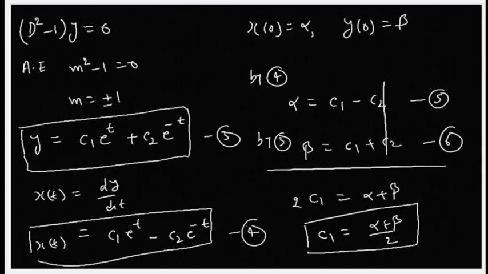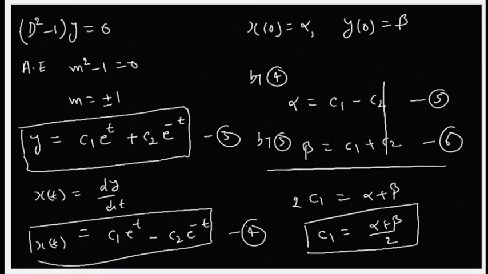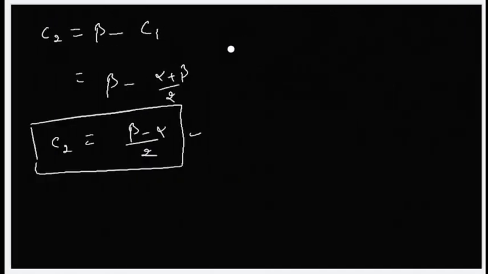So put these values of c1 and c2 in the given 3rd and 4th equations. We get c1 as alpha plus beta by 2 and c2 as beta minus alpha by 2. So put in the equation, this is the equation of 4.